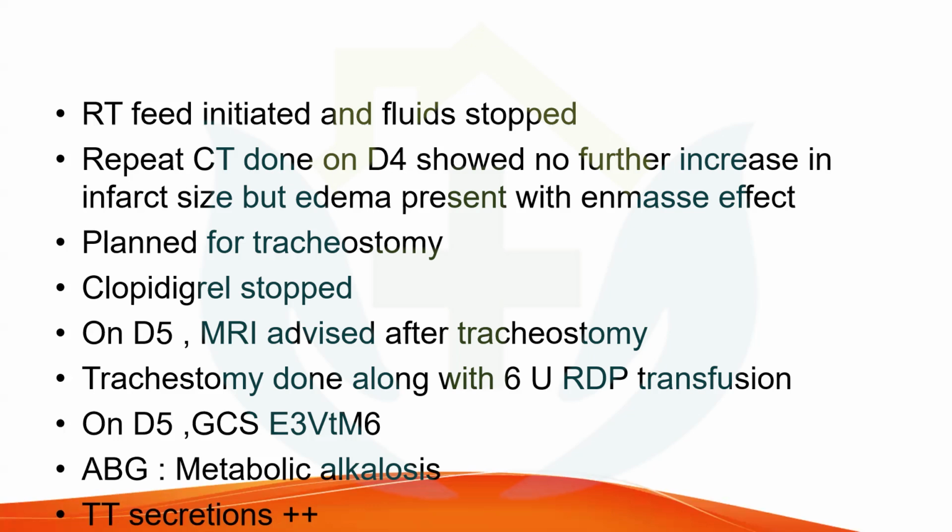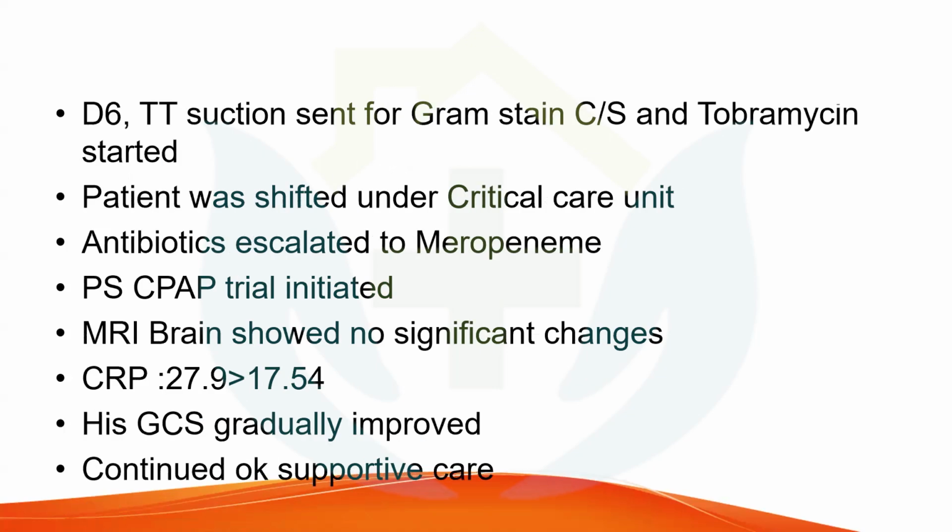We planned for weaning of the patient, but along with the CT, which only showed edema, there was no further deterioration in the CT scan except for the aspiration pneumonia we suspected, and also there were TT secretions at the tracheostomy site. So on day 6, we sent TT suction for Gram stain and culture sensitivity, and injection tobramycin was started. And now the patient was shifted under critical care unit. So we escalated antibiotics to meropenem because his CRP was around 54.